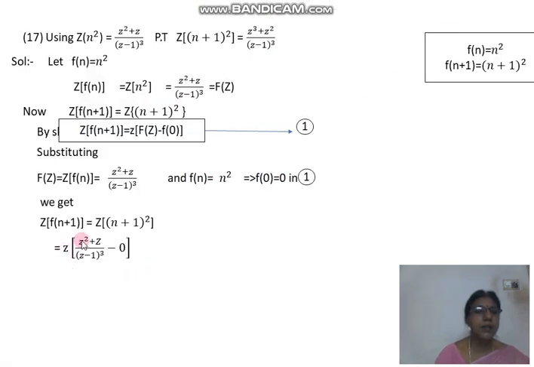Now z times (z² + z)/(z − 1)³, and f(0) is minus 0. Now z times only this term, that is z times z². Z means z/1, you understand. Always z times means we multiply only the numerator: (z³ + z²)/(z − 1)³. Now Z{f(n + 1)}, which means Z{(n + 1)²}, is equal to (z³ + z²)/(z − 1)³, which is the required result.